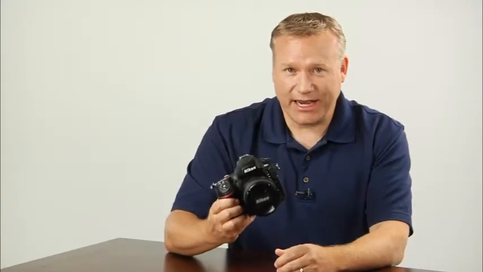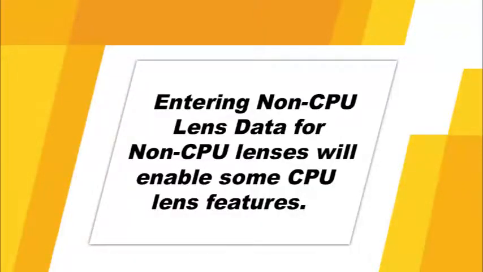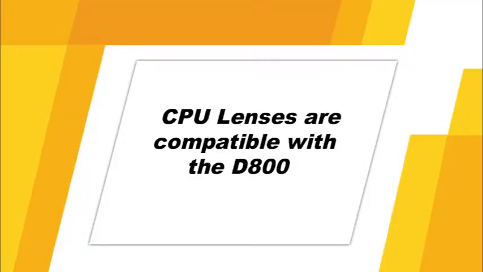They are also manual focus lenses. One of the benefits of the D800 camera is that you can input lens data for these lenses through the camera's menu system. Doing this will enable many of the features that are available on CPU lenses, most importantly including the matrix metering option. Lenses that were produced after 1986 are considered to be CPU lenses and are generally fully compatible with the D800 camera body.